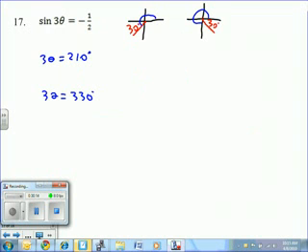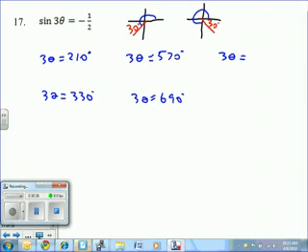Okay? What's the number in front of theta? 3. So how many columns are we going to have? 3. Okay? So all I have to do is keep adding 360 until I get my 3 columns. So my next column would be 570, and down here would be 690. And then my third column, I add 360 again, and I get 930. And I add 360 again, and I get what, 1050? And then to get my final answers, all I have to do is divide everything by 3.